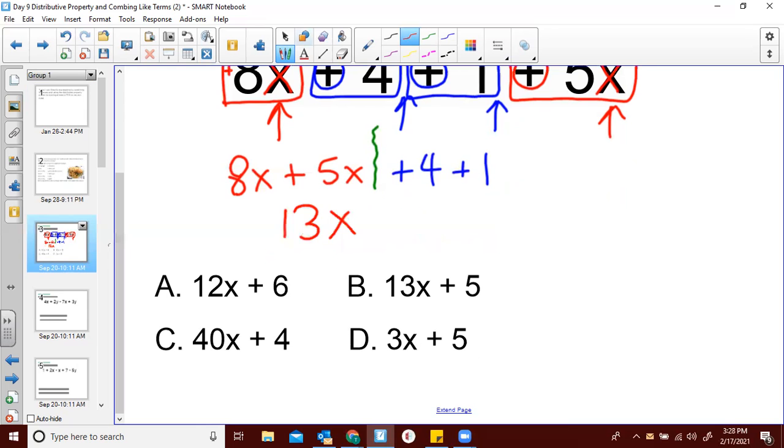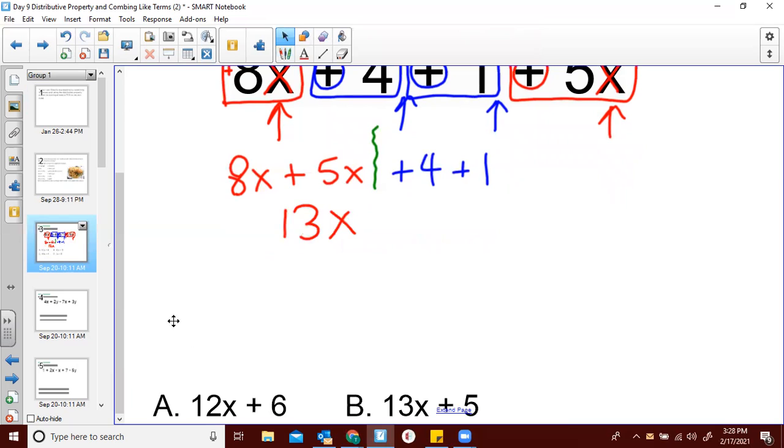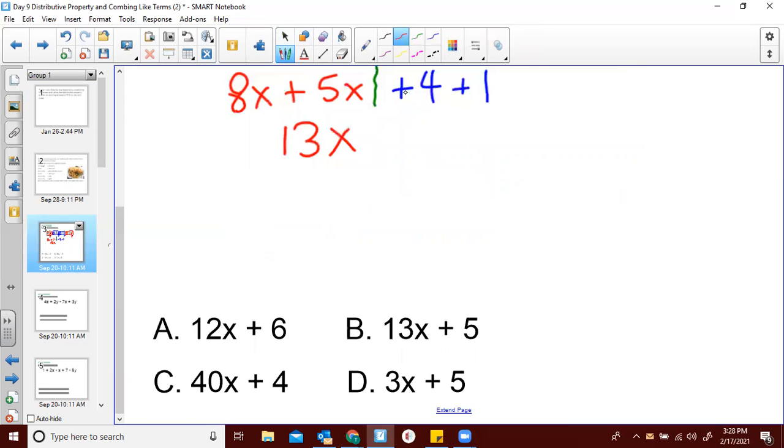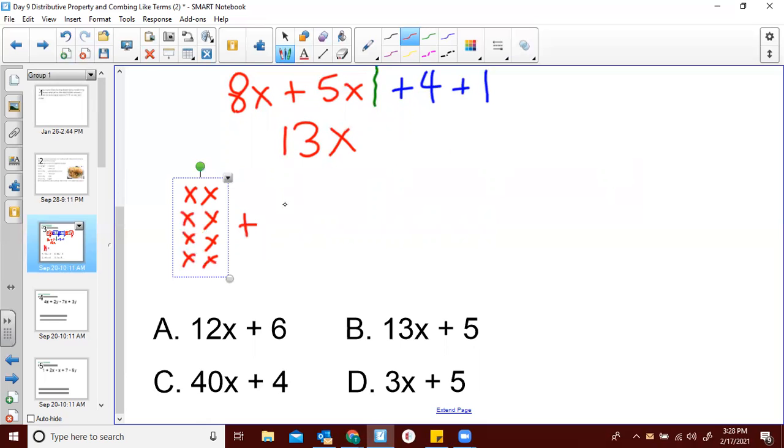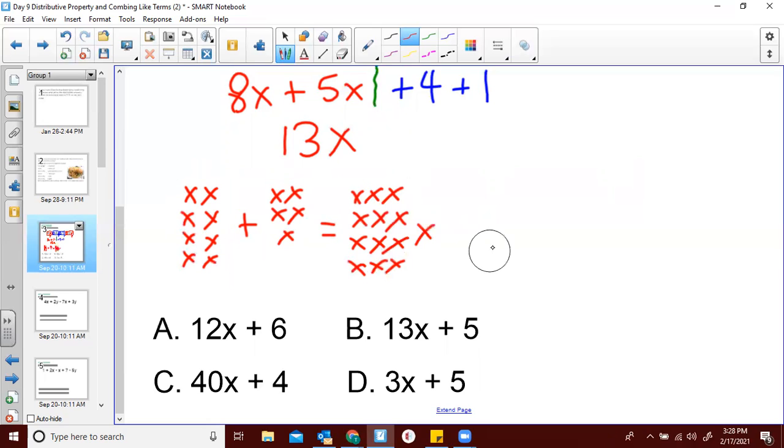Another way you guys can think about this is kind of like when we did the modeling yesterday. So I have 8 x's. I'm adding 5 x's, and I'm not going to draw 13 x's. Oh, why not? So now I have 13 x's. All right. This doesn't mean that I have 13 and then an x. I have 13 actual x's.